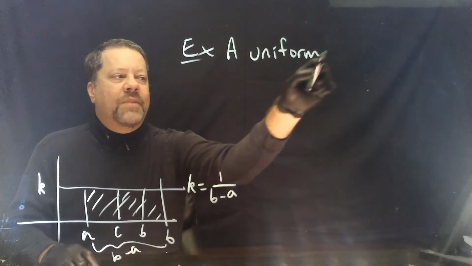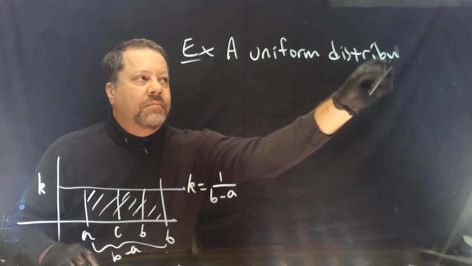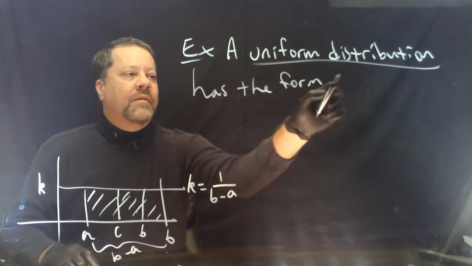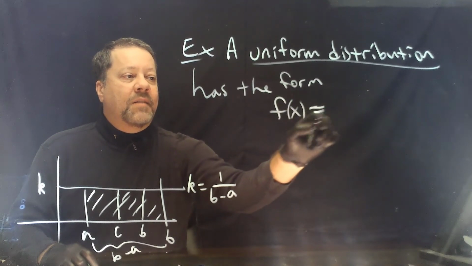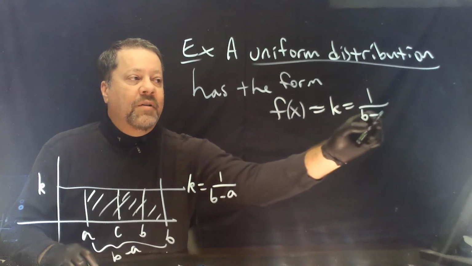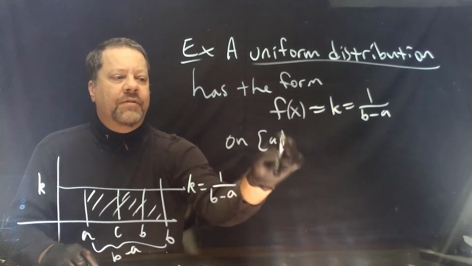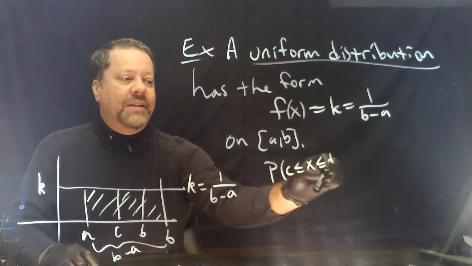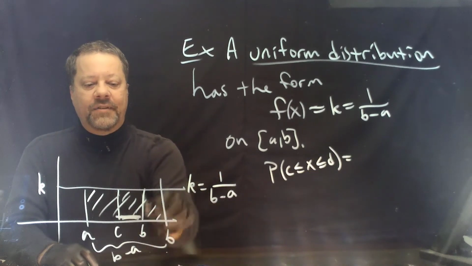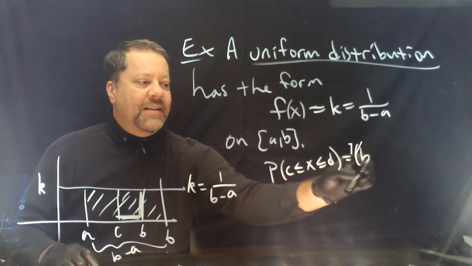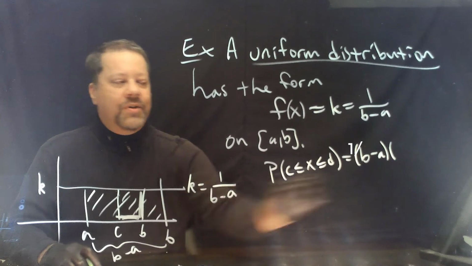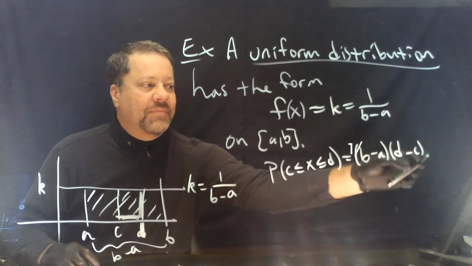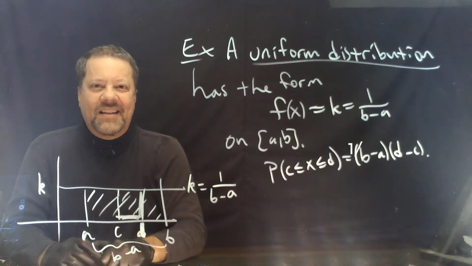So these are called uniform distributions. It has the form f of x is some constant, which has to in fact be 1 over b minus a on, of course, the interval a to b. In this case, the probability that c is less than or equal to x is less than or equal to d will be the length of this interval times the height. So the height is 1 over b minus a still, and the length of this portion of the domain is d minus c.